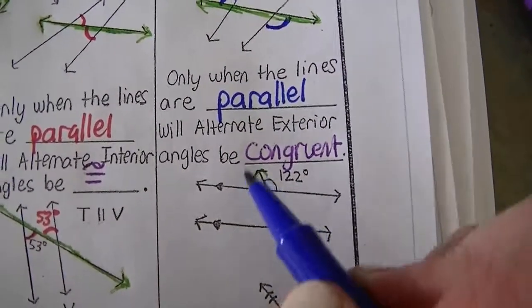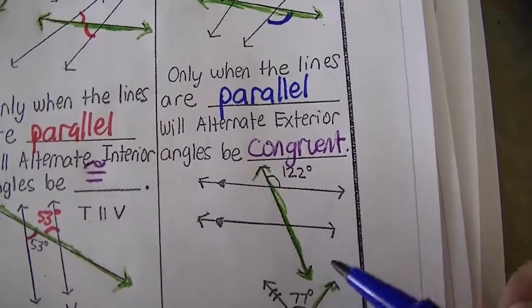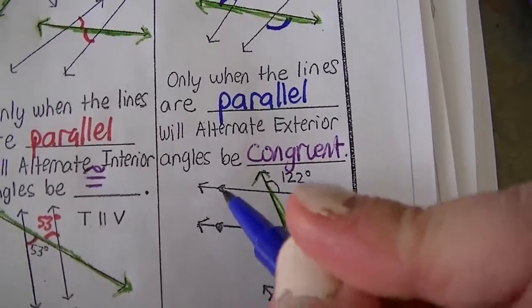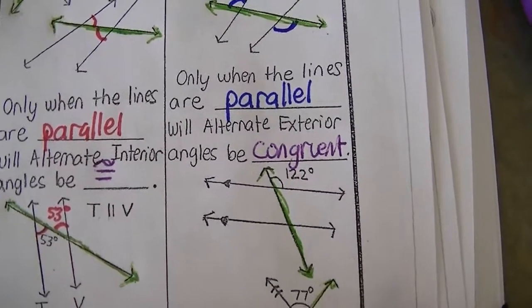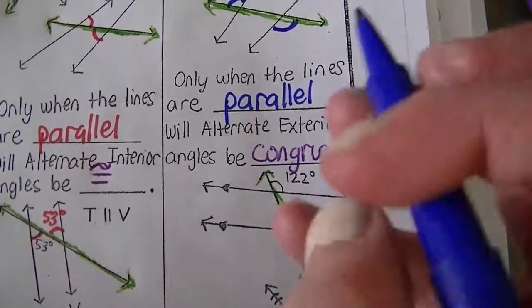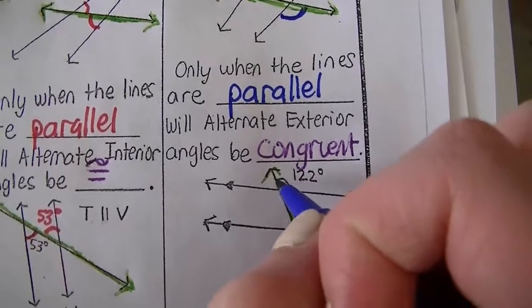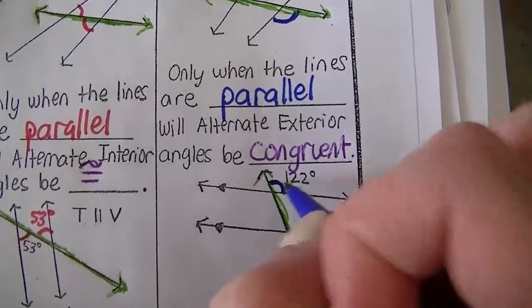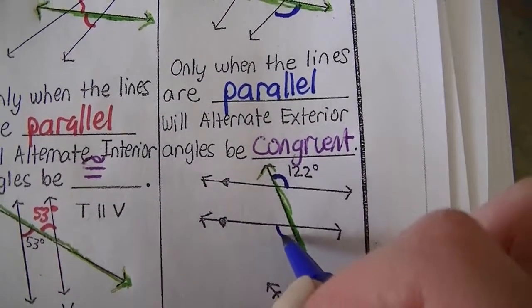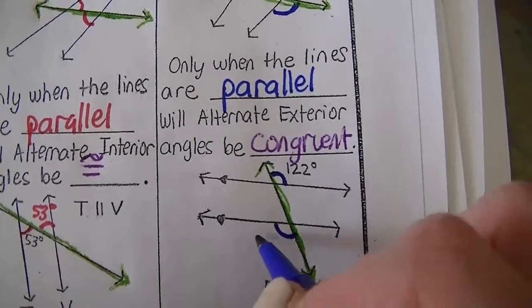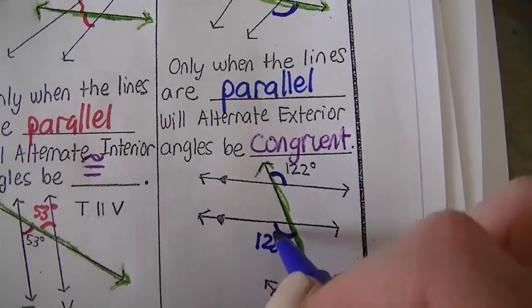Okay, so we know that this line is parallel to this line. Do you know why? Because they have matching little marks right there, okay? So, because of those lines being parallel to each other, the alternate exterior angles will be congruent. So the alternate exterior angle to this 122 degree angle, go outside those lines, and it's going to be right there. So if this is 122 degrees, this is also 122 degrees, okay?